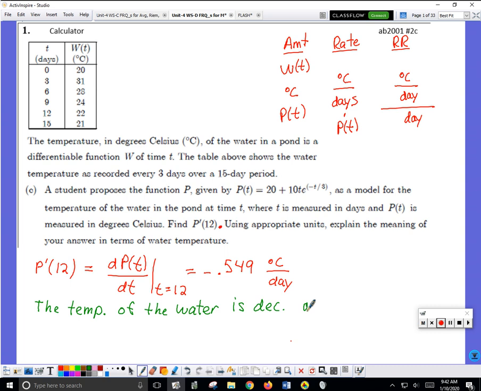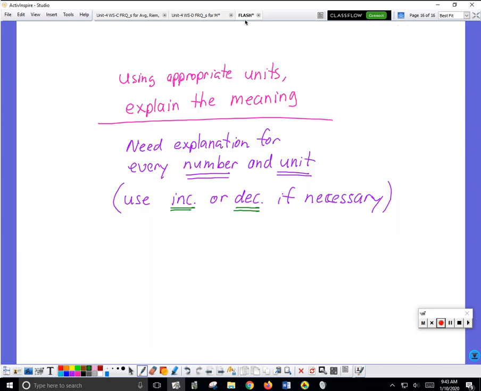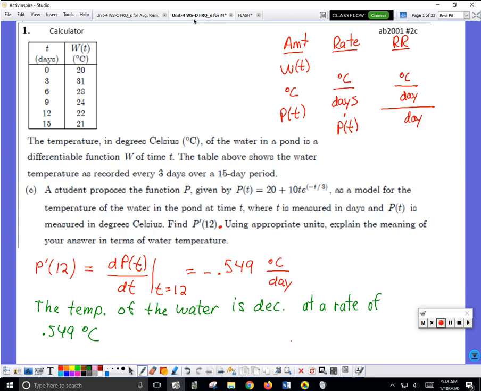at a rate of 0.549. I wrote down a number, so I have to write down a unit that goes with the number. That's what the flashcard's reminding you of, that every number has to have a unit. So the temperature of the water is decreasing at a rate of 0.549 degrees Celsius per day.